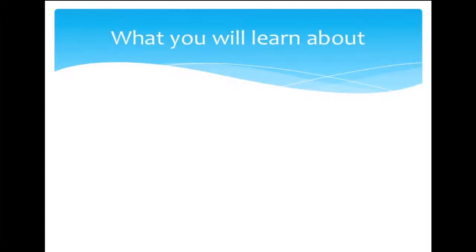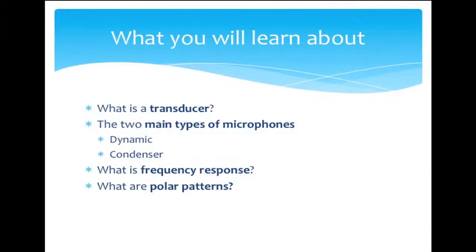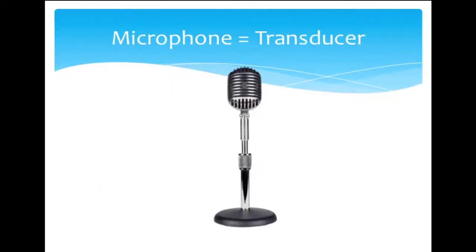First of all, we'll talk about the microphone as a transducer and explain what that means. Then we'll look at the two main types of microphones used to record audio for music production, namely dynamic microphones and condenser microphones. Then we'll delve into two particular specifications of mics, frequency response and polar patterns. So let's get started.